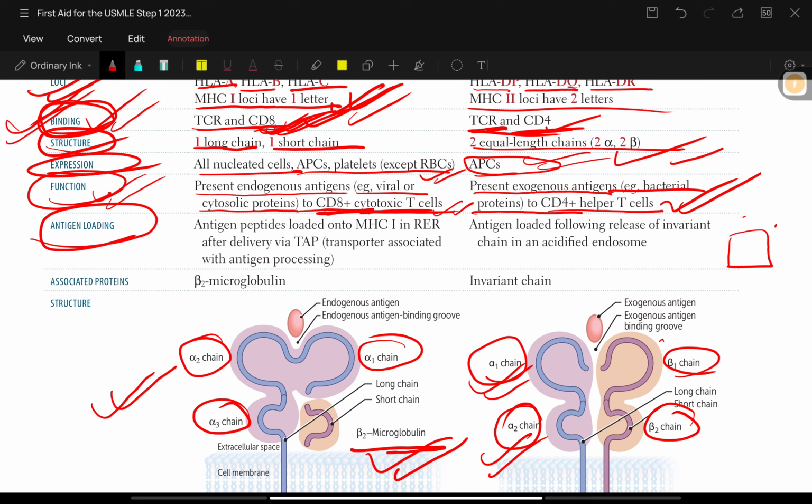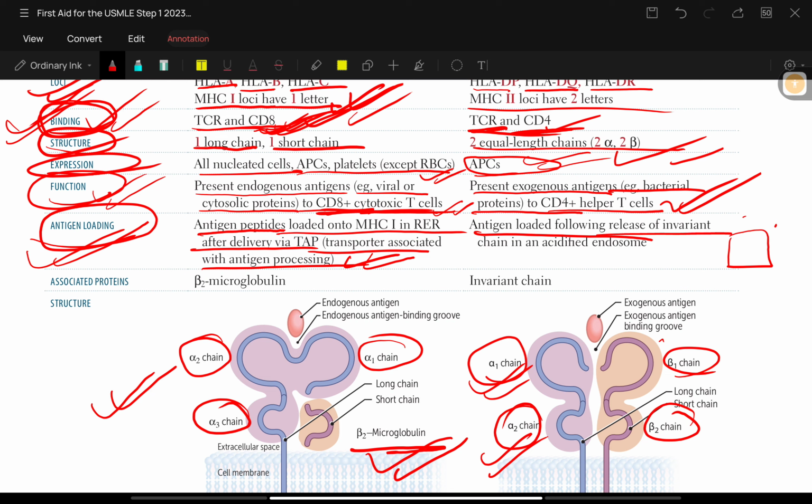Now talking about loading, the differences between MHC class 1 and MHC class 2. For MHC class 1, antigen peptides are loaded into MHC class 1 in the rough endoplasmic reticulum, that is RER, after delivery via TAP, that is transporter associated with antigen processing. For MHC class 2, antigen is loaded following release of the invariant chain in acidified endosomes.